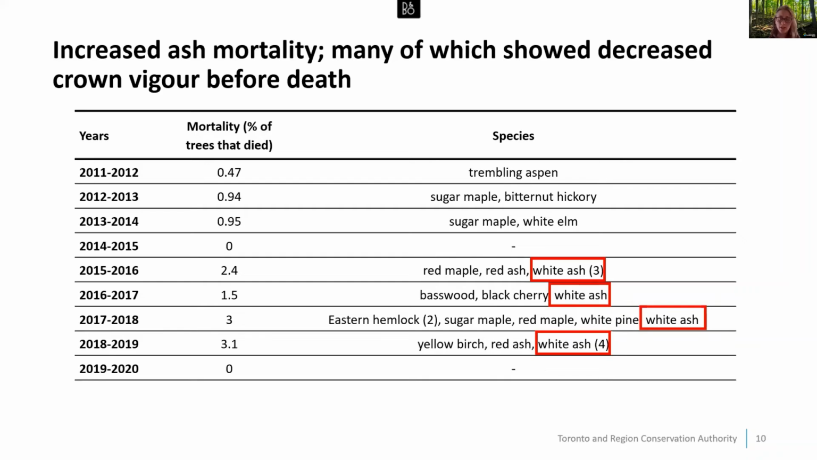We also saw increased ash mortality, which is expected, and those happened in years when we compare between years, starting mostly in 2015, and you can see the number of trees dying as well there. But the range kind of maxed out at about 1.5 to 3.1% mortality. And so this did result in a change in species composition, with white ash and red ash both decreasing in relative abundance.